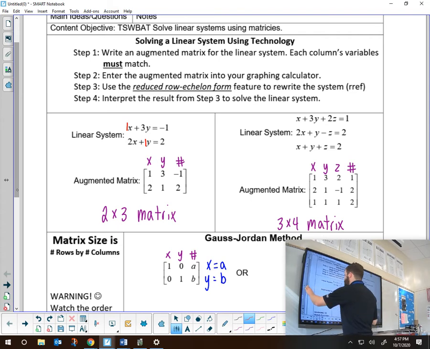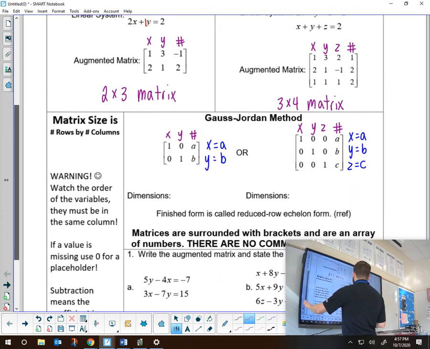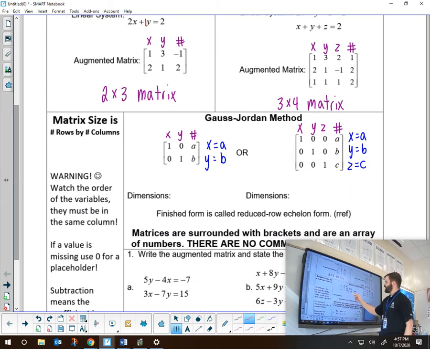Okay, so once again, we have my x's, my y's. My dimensions for this matrix right here is a 2 by 3. This one is a 3 by 4.